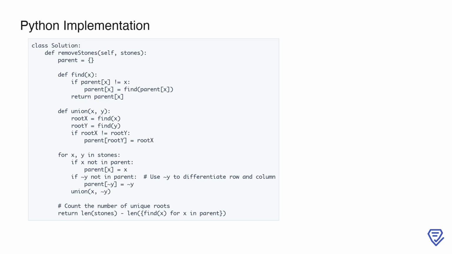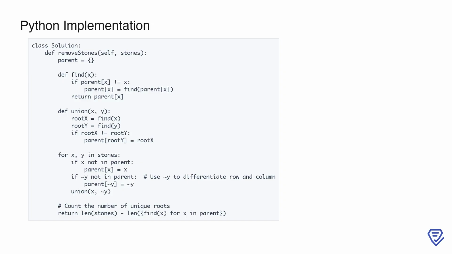This implementation solves the problem using the union find, or disjoint set union, algorithm. The stones are treated as nodes in a graph, where 2 stones are connected if they share the same row or column. Each stone's row and column are mapped uniquely using the row index as is and the negative of the column index, e.g., ~y. This ensures that row and column indices are treated distinctly.